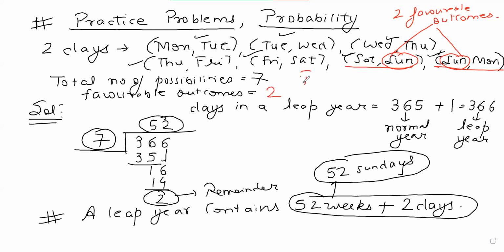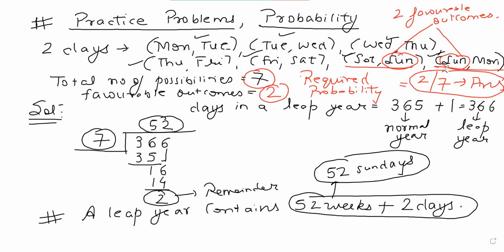So my required probability, we all know how to calculate probability. It's nothing but the favorable outcomes divided by total number of outcomes. 2 by 7 is the answer for this question. Required probability is the favorable outcomes divided by total number of outcomes. I'm revising again. The question was asking us, what is the probability or the chance of having 53 Sundays?